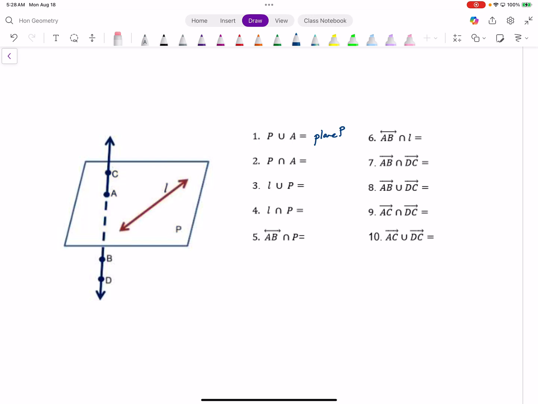Okay. All right, plane P. Oh, I should not have erased. Plane P intersecting point A. What do they have in common? Point A. Okay. All right.